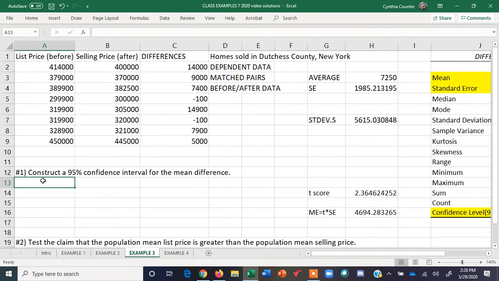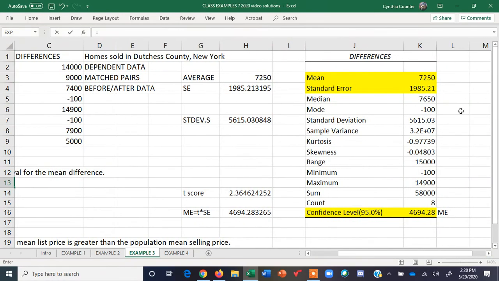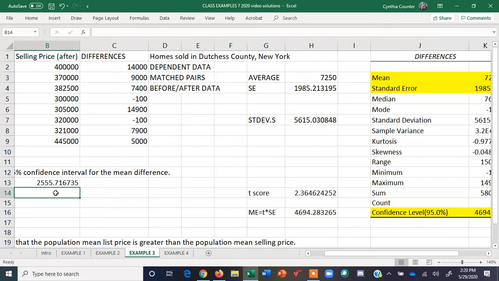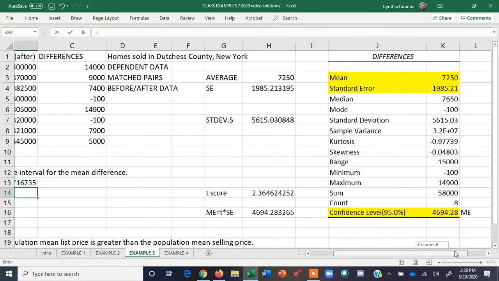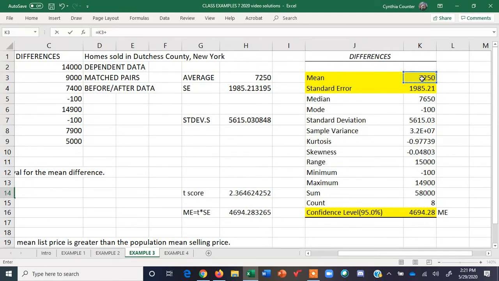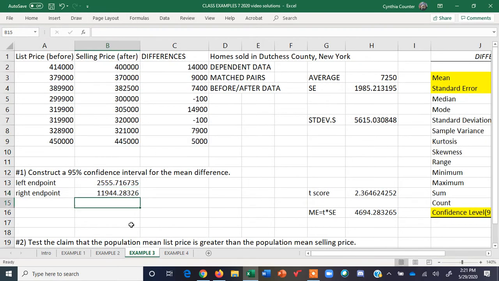Since I have those summary statistics, I can use them to find the left endpoint and the right endpoint of the confidence interval. The left endpoint is the sample mean difference minus the margin of error. So that is 255.71. Then the right endpoint is the sample mean difference plus the margin of error. So plus the margin of error, as you see here, scoot it over, there it is, enter.